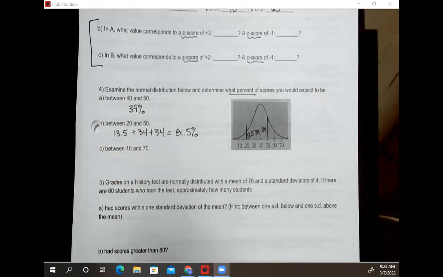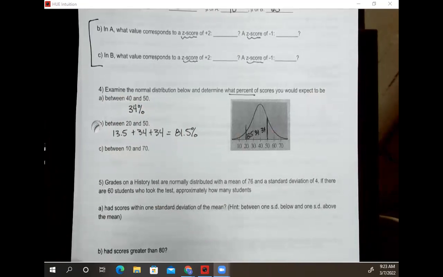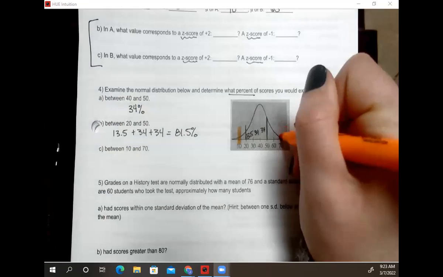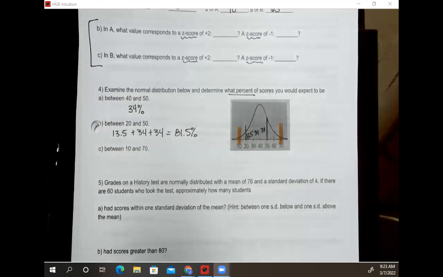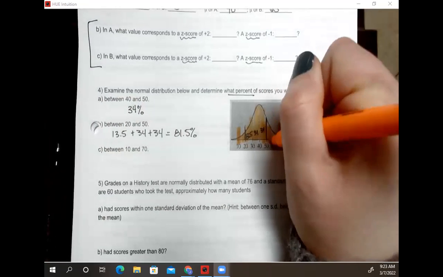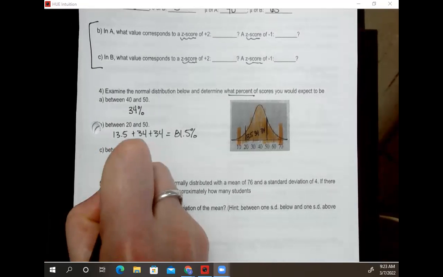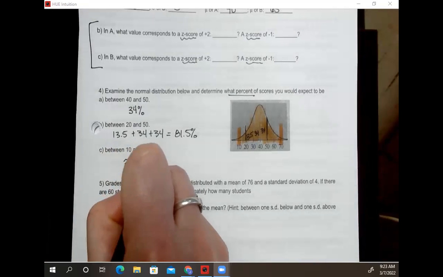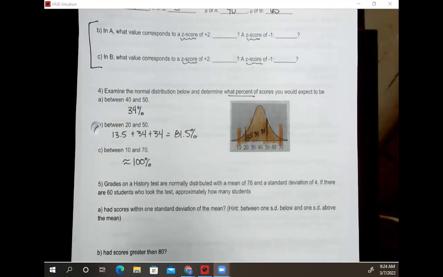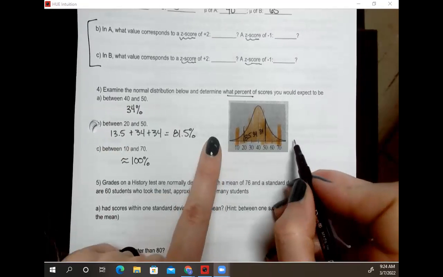And then for C, between 10 and 70. So between here and here. Well, that's our whole curve, right? That's everything. So how much would I expect? What percent would I expect to be in there? About 100%, yeah. I'm going to say about 100% because there is a possibility that I could have what we would call, again, those outlier values, points that do fall outside of those 3 standard deviations. That's possible. And so I'll say about 100 to allow for that possibility, but it would be very odd to have something more than 3 standard deviations from the mean.